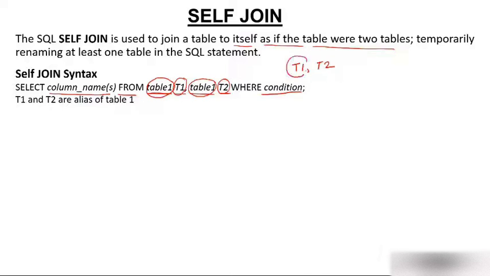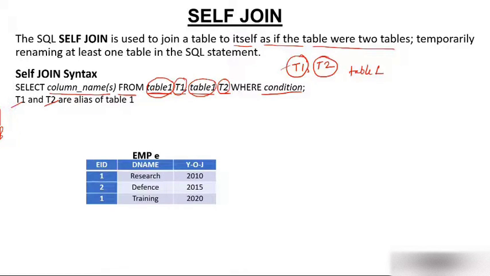This table T1 and table T2 are copies of table 1, having the names T1 and T2. So this T1 and T2 are aliases of table 1. Fine. So these are known as aliases of table 1.